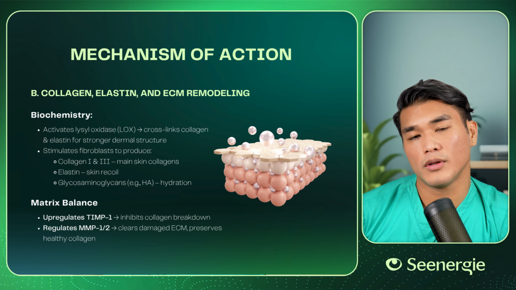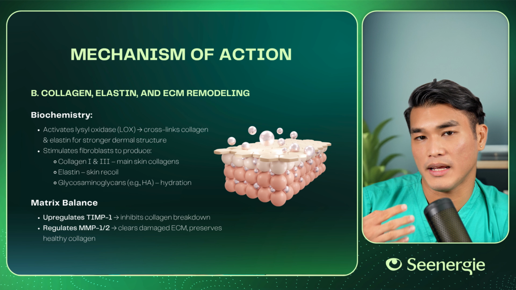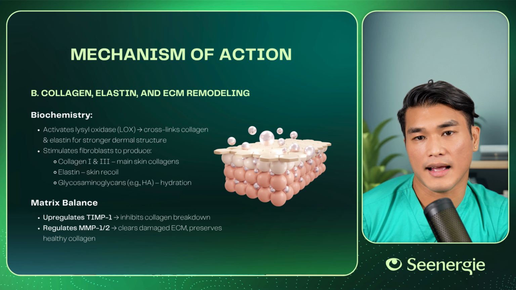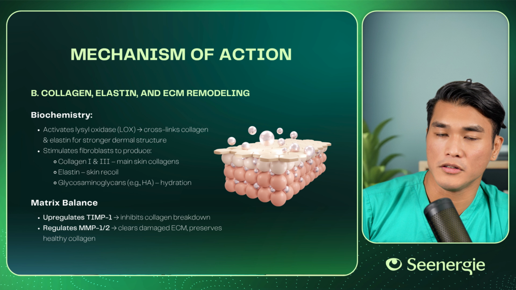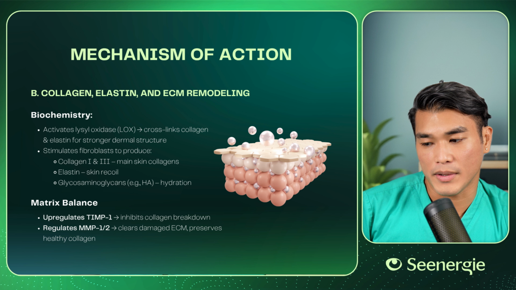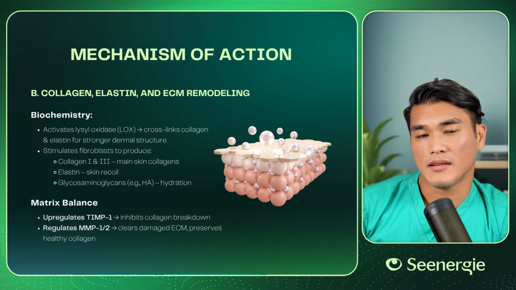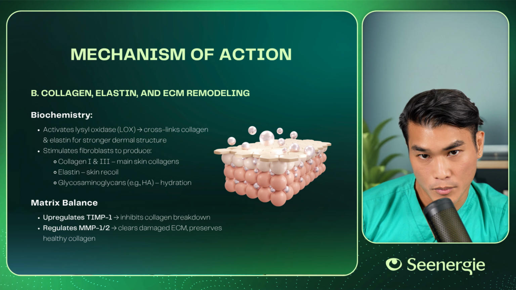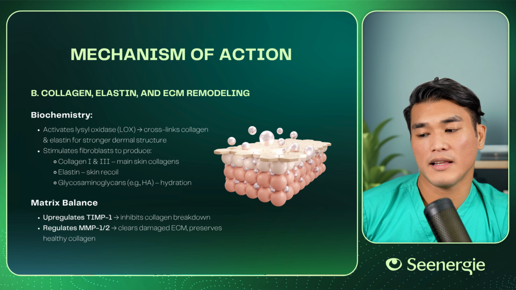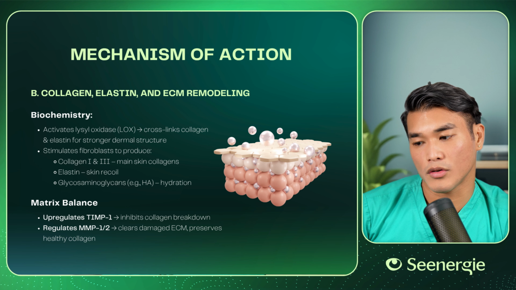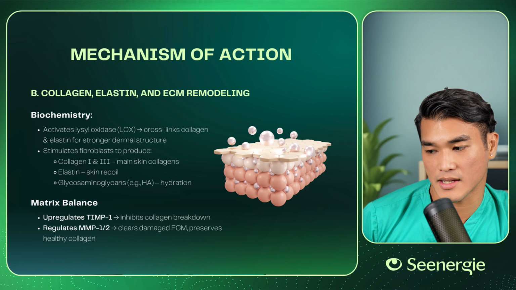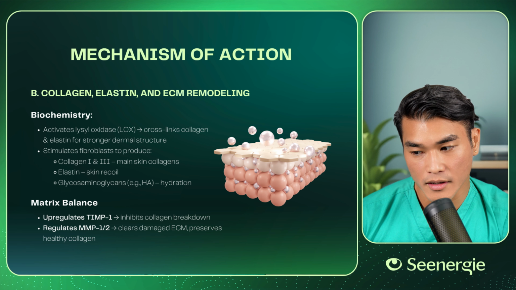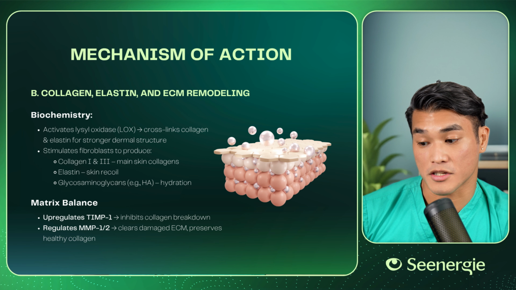What else? It will balance your matrix turnover, meaning how your body makes a new set of your extracellular matrix. As the days go by, you need to renew that. It upregulates TIMP1, which is tissue inhibitor of metalloproteinases. It also regulates your MMP1 and 2. So those are your matrix metalloproteinases, so that a damaged extracellular matrix is cleared, but the healthy collagen is preserved.